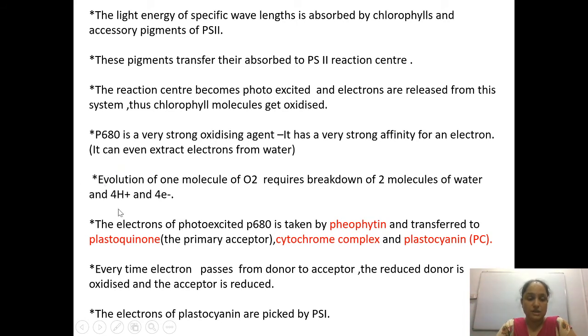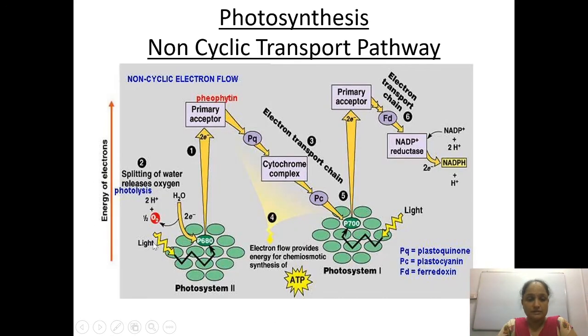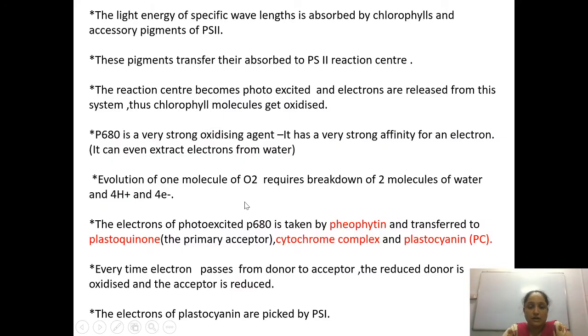So pay attention. Now next in the picture, the electrons of photo-excited P680, the electrons of photo-excited pigment system 680, are going to be released. Okay, and they are going to be taken by the primary photon acceptor, that is pheophytin. Then they will be transferred to the plastoquinone, which is the primary acceptor, and pheophytin is sort of an intermediate.